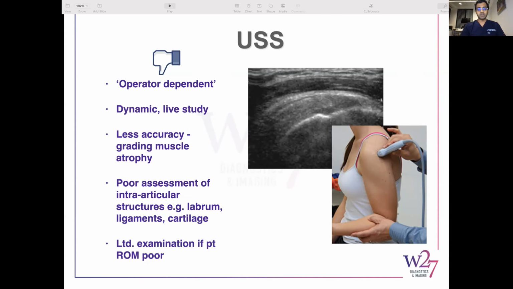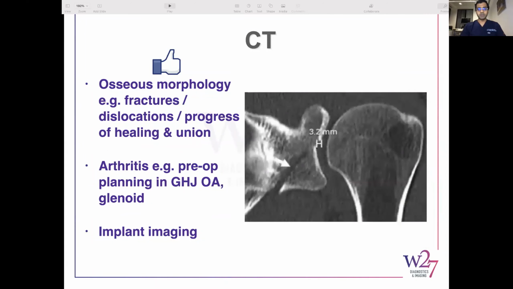And finally, if your patient's struggling to move the arm or shoulder, then you may well have a limited examination, because you need to move the arm in various positions to be able to access the different structures that you want to see. Moving on to CT.